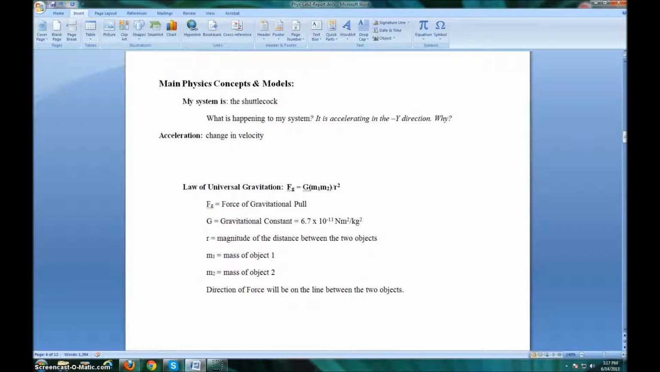The main concept that we wish to explore is: why is the system accelerating? It's changing its velocity, and to understand why it's doing that, we need to understand the law of universal gravitation. This law tells us that the force of gravitational pull between any two objects is equal to some constant times the mass of the first object times the mass of the second object divided by the magnitude of the distance between the two objects.